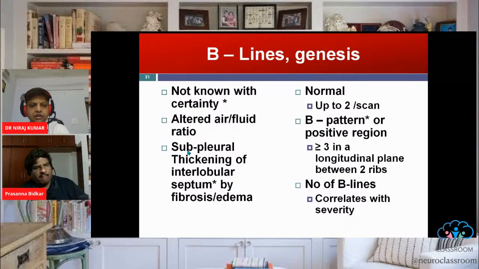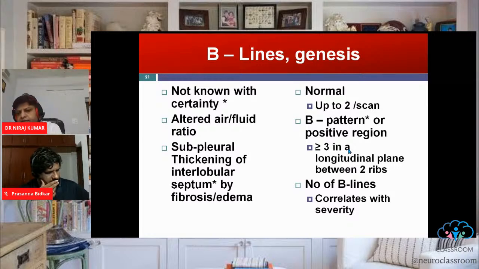So this is subpleural thickening of the interlobular septum by fibrosis or by edema. Regarding the quantification of the B lines, there is a consensus that up to two B lines are taken as normal. Normal aerated lungs can contain two lines. If it is beyond two, that means if the number of B lines is three or more in any longitudinal plane between two ribs, that is taken as abnormal, or pathology starts occurring. As the number of B lines increases, that correlates with the severity of the disease of the lung.